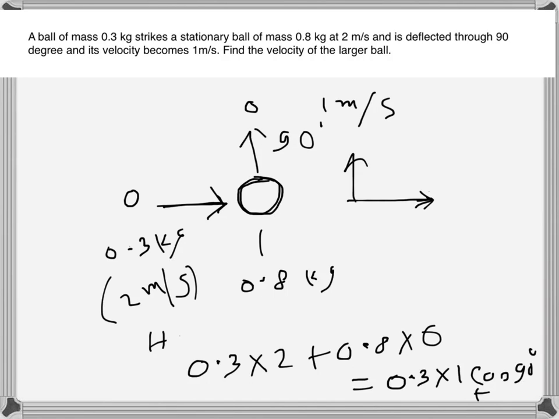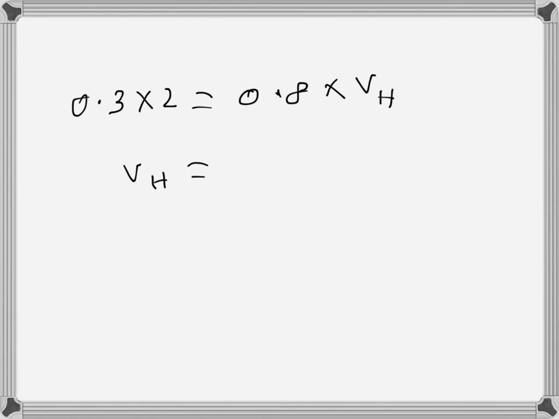Plus, if we say the horizontal velocity of the second ball is vh, then vh times 0.8. This component is 0, because cos 90 is 0, so 0.3 times 2 is equal to 0.8 times vh. So we get vh as 0.75 meters per second.